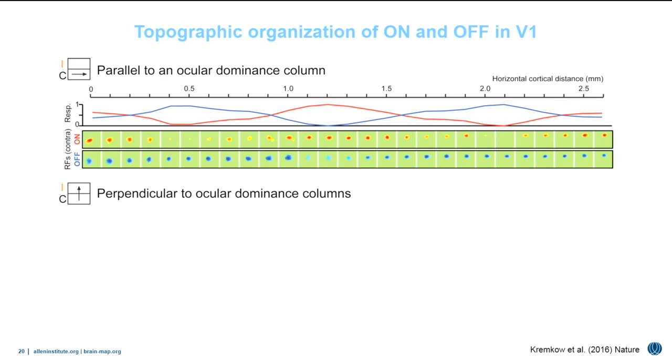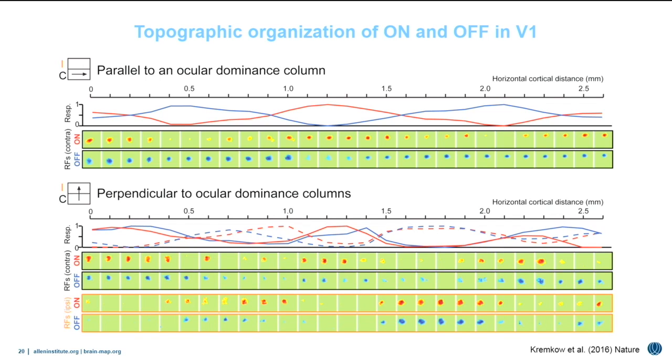This is shown here in the red and blue lines, which represent the maximum of the receptive field. You can see that when you go across the cortical surface, off is strong at this position and on is weak at this position, and so on and so forth. So these two lines alternate, showing that these on and off domains are anti-correlated. And this is important because the picture completely changed when we looked at the recording perpendicular to the ocular dominance columns.